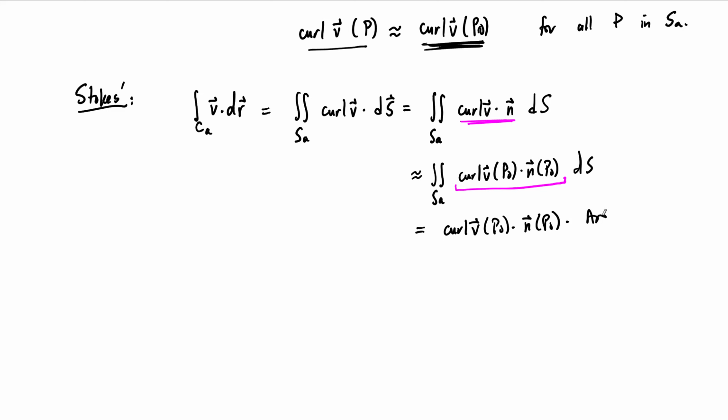So this is just the area. Remember, we chose S sub A to be a disk, with radius a, so the area is pi a squared. So this circulation is approximately equal to the curl of v at the center, dotted with the normal vector at the center, times pi a squared. Again, this is not exactly equal, but you can probably guess at this point, what are we going to do?